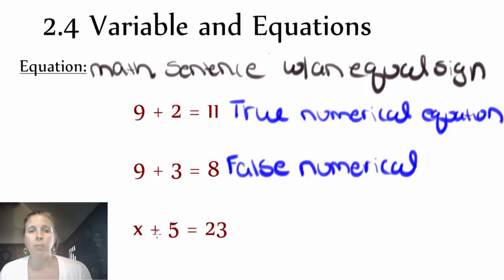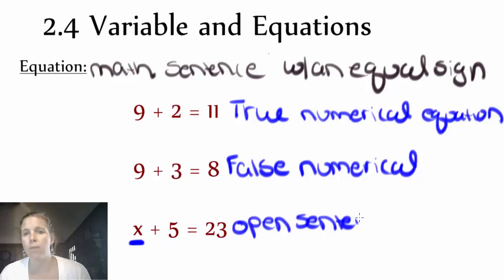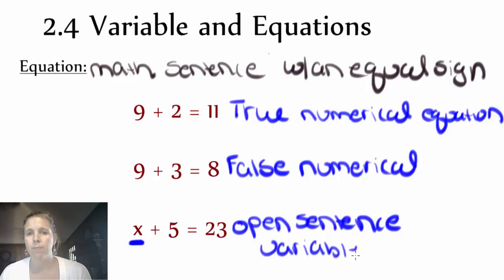Okay, moving on. X plus 5 equals 23. So anytime you have a variable, it's going to be an open sentence, because we don't know if it's going to be true or false. It depends on what number you put in there. It's an open sentence, and this is a variable equation. So true, false, or open is what you're looking for there.